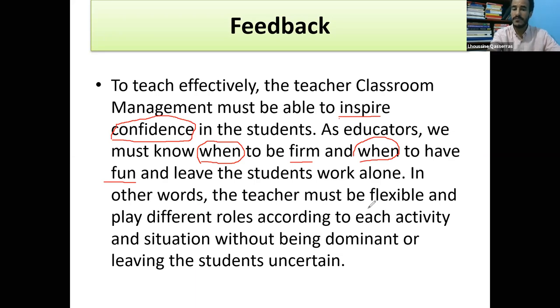In other words, the teacher must be flexible. Flexibility. So Murad was not flexible. And play different roles. As Samira said, a very interesting expression, the teacher should wear different hats. So different roles, according to each activity and each situation: games, having fun, funny things. Now, practice, grammar, present or something like that, we have to be serious, okay? Without being dominant or leaving students uncertain. All right, so these are the keywords that we have to take into account.